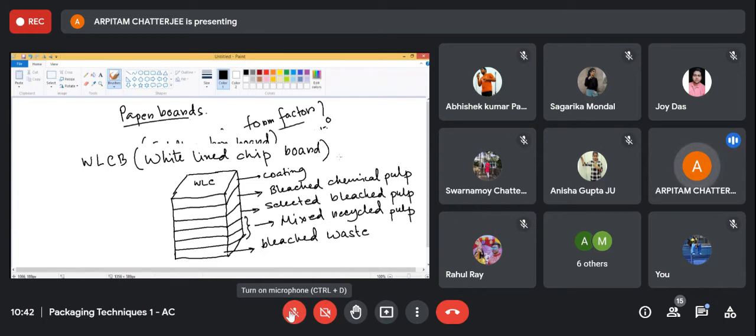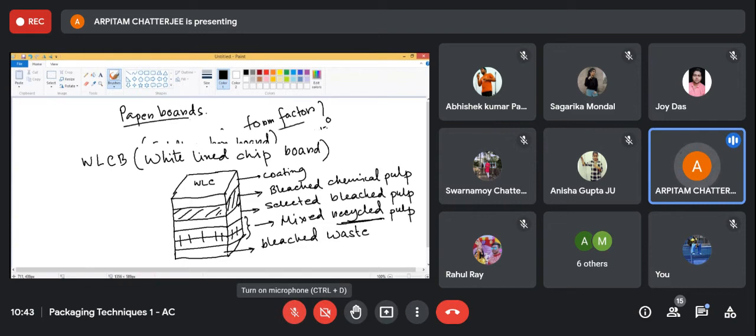As you can see, the WLC has multiple layers, but what is most important to see here is that it introduces a kind of recycled pulp, and I have drawn two layers with this recycled pulp, but it can be more layers. Okay, and I will send you the material, so you don't need to draw all these things right now. Just try to understand, and if you have any doubt, please do let me know.